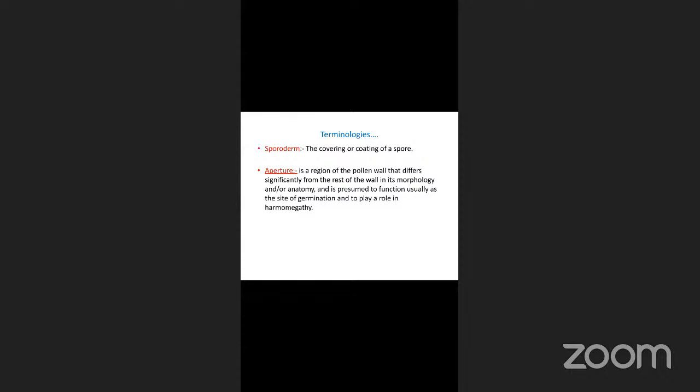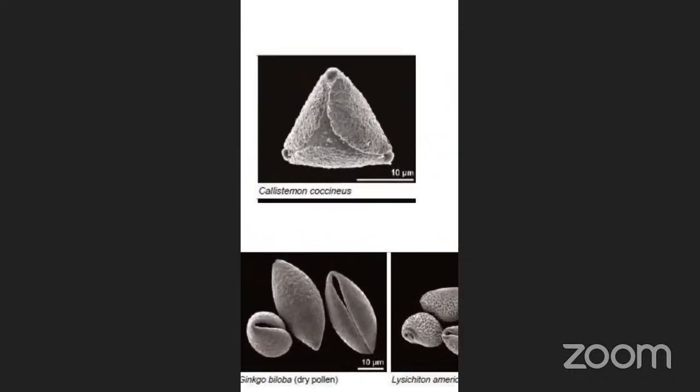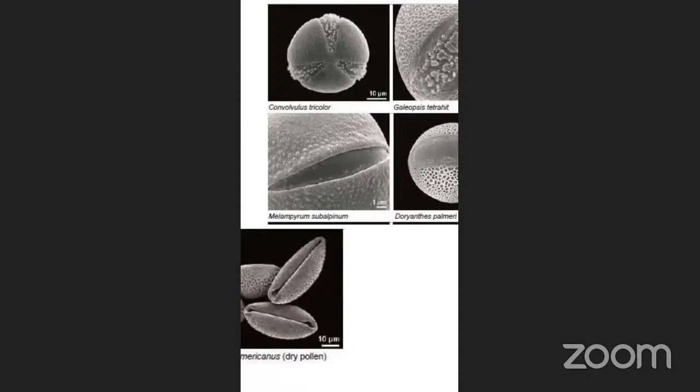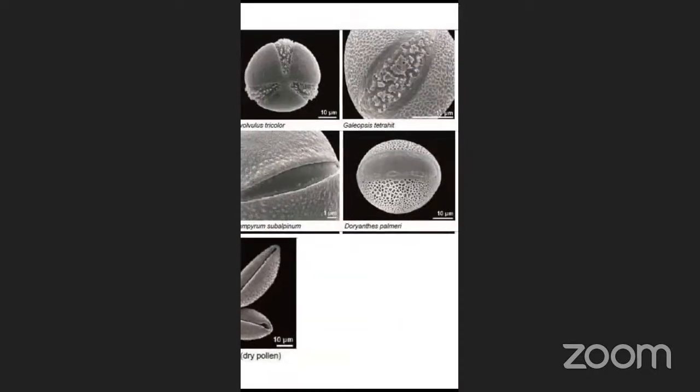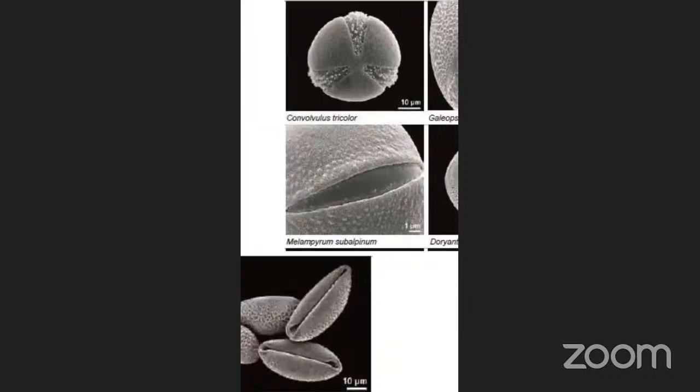Okay, the terminology. Next, sporoderm, aperture, all these are terms. Sporoderm means the covering or coating of the spore. Next, aperture. Aperture is a thin-walled area on the upper side. The pollen grain's upper cover shows some thin walls, and that is called an aperture. The aperture wall is very thin. See here, pollen grains with triangle and round shapes, and these are all apertures. See, the outer layer is giving some thin radial axis, and this is the aperture.